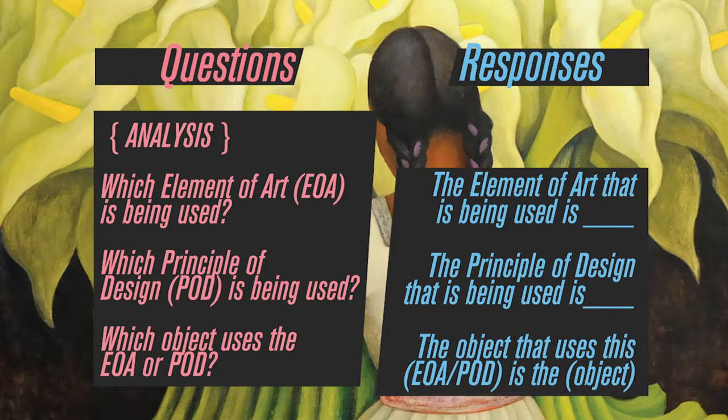So when you look at this artwork, what stands out to you immediately in terms of elements of art or principles of design? So for this analysis part, you have to do two questions, the first and the third question, or the second and the third question. No matter if you choose the first or second question, you still have to do the third question. And the way you respond to the third question is, the object that uses this element of art is, so tell me what object is actually using that element of art, or what object is using that principle of design. So that's when you're ready to respond to the third question. The object that uses this element of art or principle of design is. I'll give you about 5 minutes here to respond. If you have any questions, go ahead and let me know.